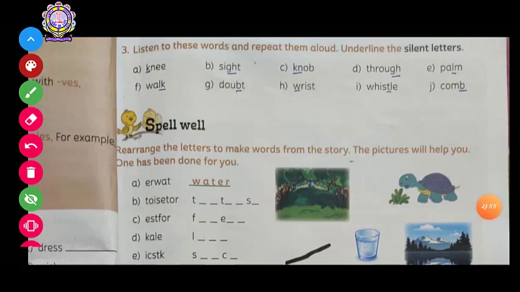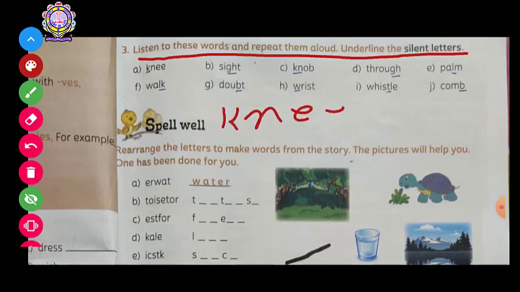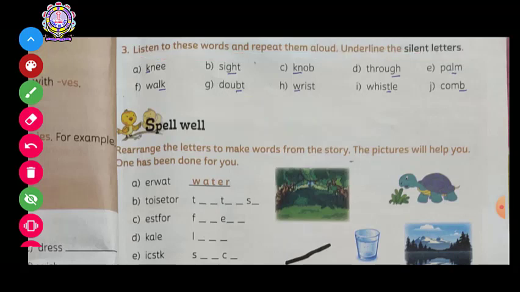Listen to these words and repeat them aloud. Underline the silent letters. In this we have to underline the silent letters. If you want, you can take a screenshot of this. So your first word is knee. In this K is silent because in the pronunciation only "nee" is coming, but the spelling is KNEE. So our K is silent over here, right?